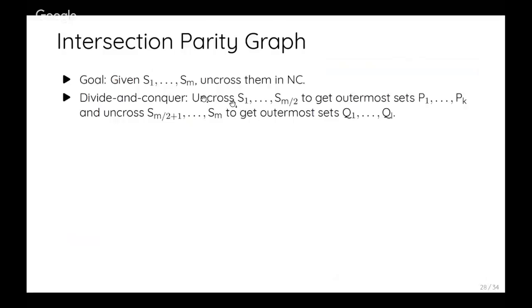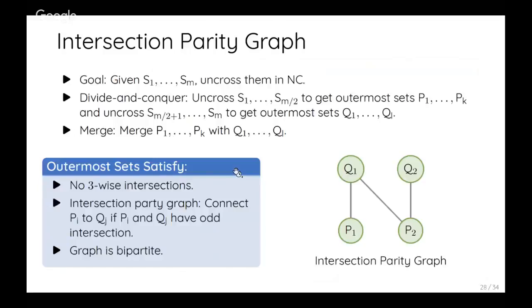So you can basically divide this list into two roughly equal sized halves, and then uncross them recursively to get P1 through PK and Q1 through QL, right? Now, the only type of intersection that remains is between a PI and a QJ. These sets are already uncrossed. These sets are already uncrossed. So you only have PI and QJ intersections, right? So the last step is to basically remove these intersections, okay?